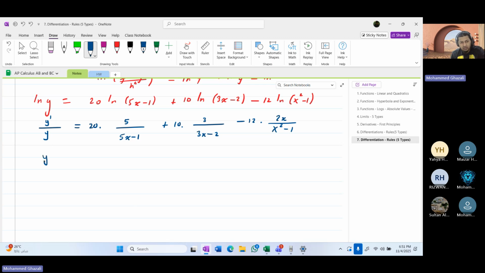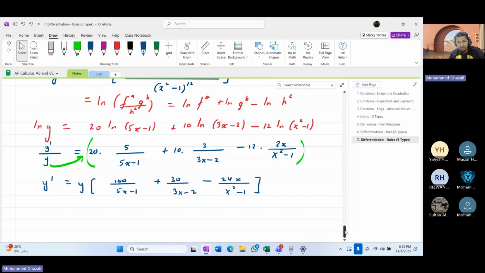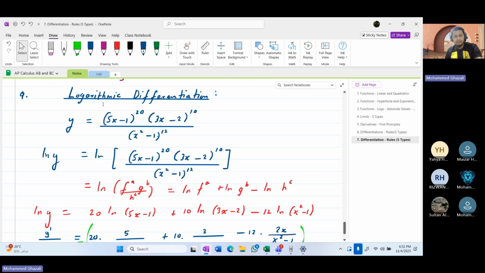And now what's your answer? y prime is equal to y. You still need to multiply all this times y. So if you multiply by y, you get y times 100 over (5x minus 1) plus 30 over (3x minus 2) minus 24x over (x squared minus 1). Now what is y? y is the original function, so we need to make it explicit now. Remember, further simplification needs to be done.